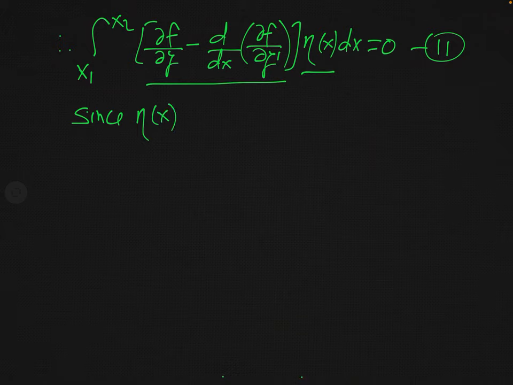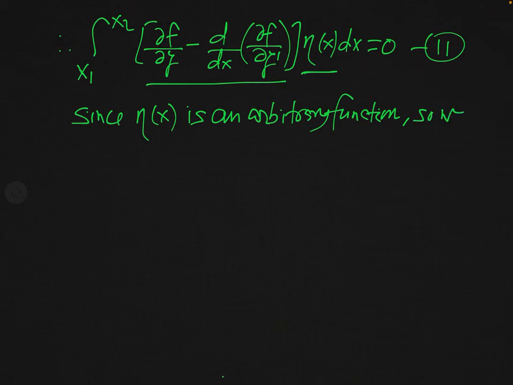So you can say, since eta of x is an arbitrary function, when you say arbitrary function, it means for all values of eta of x, this integral is zero. It means eta of x is not responsible for this zero result here. So definitely the second factor, which is del f by del y minus d dx del f by del y prime, must vanish.